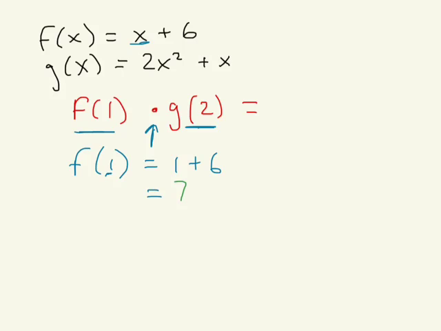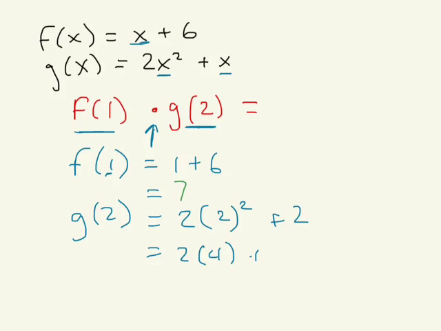Let's go to the g of 2 equation. So g of 2 is telling us to replace every x we see with a 2. So let's see, g of 2 is equal to 2 times 2 squared plus 2. That is going to give us 2 times 4 plus 2. It's going to give us 8 plus 2, which is going to give us finally our answer, which is 10.